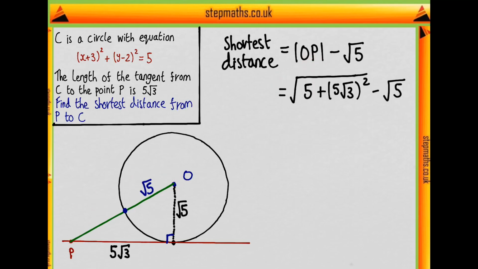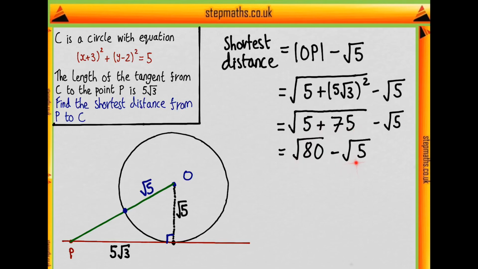So distance OP is √(5 + (5√3)²) minus the square root of 5, i.e. this distance. And we get to this form just by expanding out 5 times √3, because 5 squared is 25, √3 squared is 3. And 5 plus 75 is √80. And so minus √5. So this is looking good.